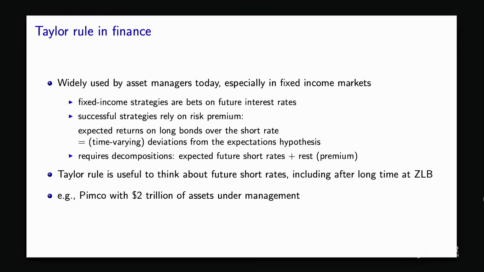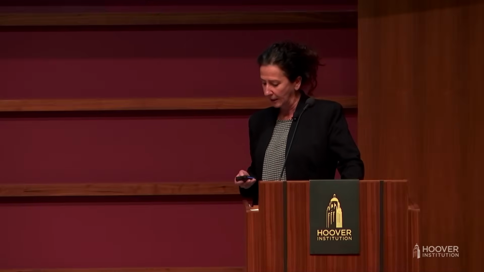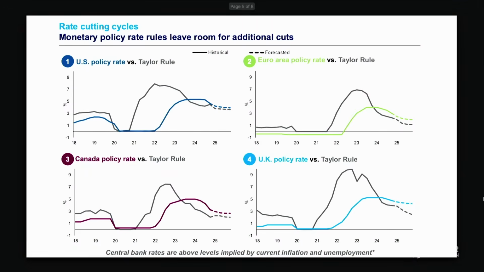Now interest rates are away from the zero lower bound. And so it's interesting for asset managers, for example, PIMCO, which is a very large, probably the largest fixed income asset manager. They publish the cyclical outlook in January of this year. And in their publication, you can see plots of the US policy rate, so the Fed funds rate, together with the Taylor rule, and they do this for various countries, the Euro area, Canada, and the UK.